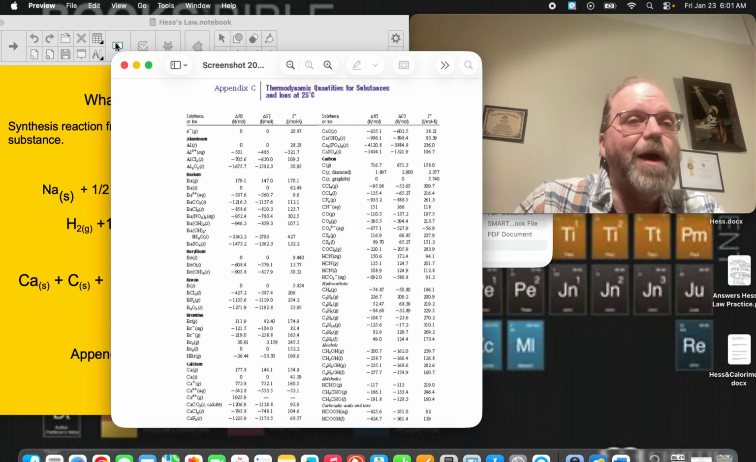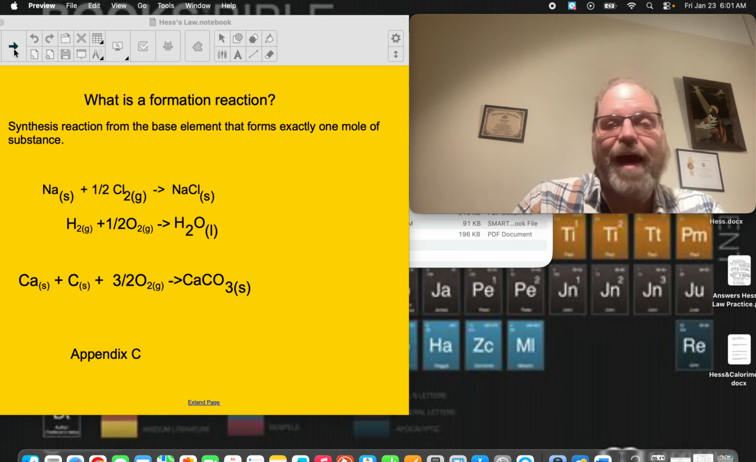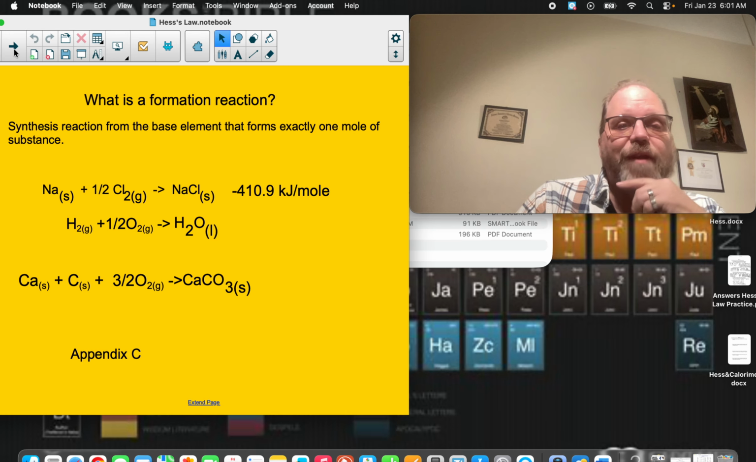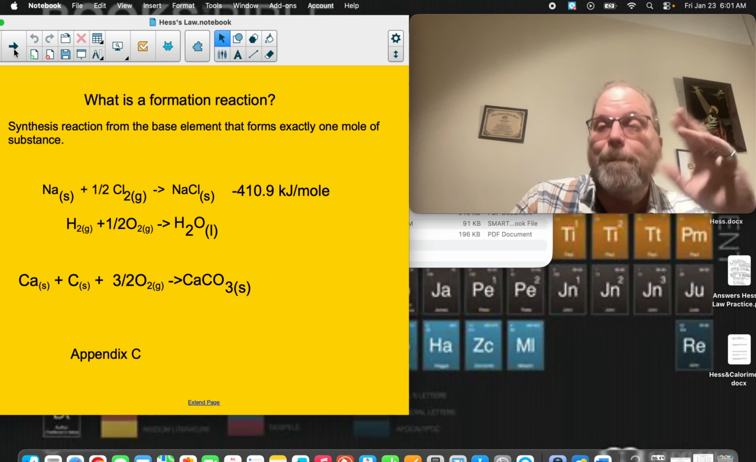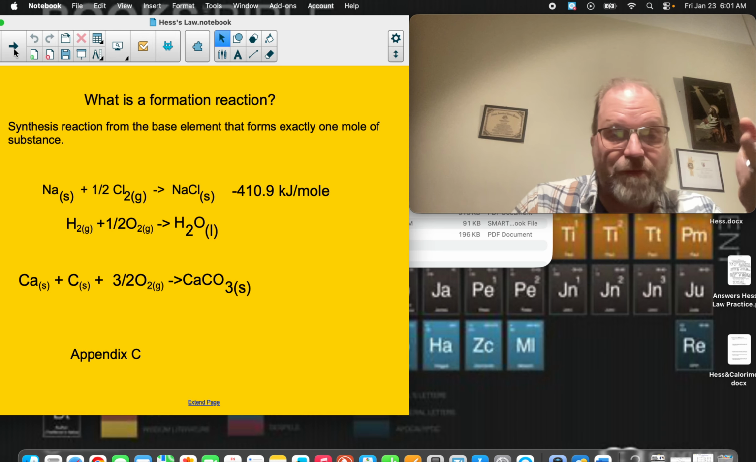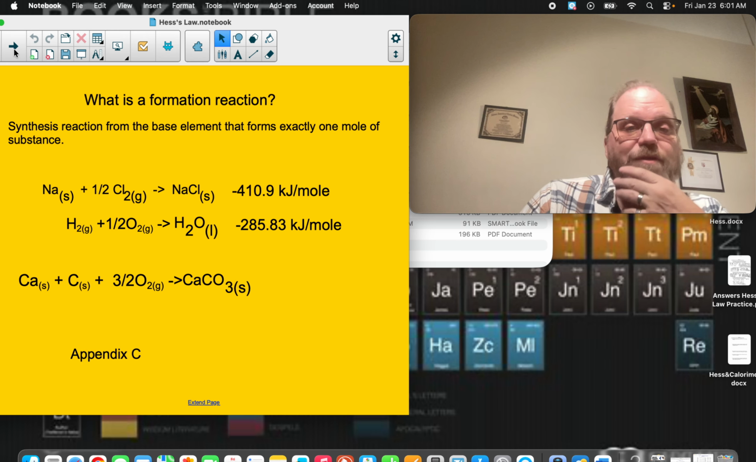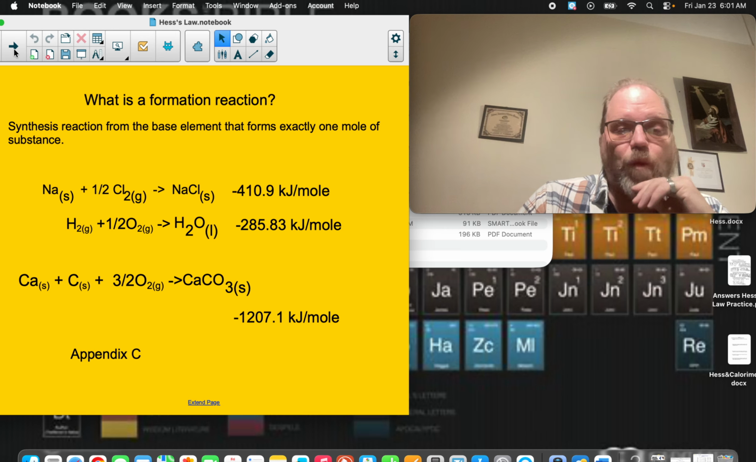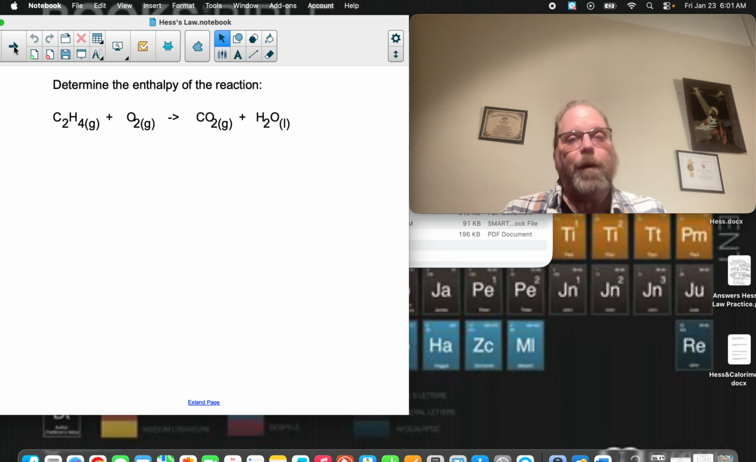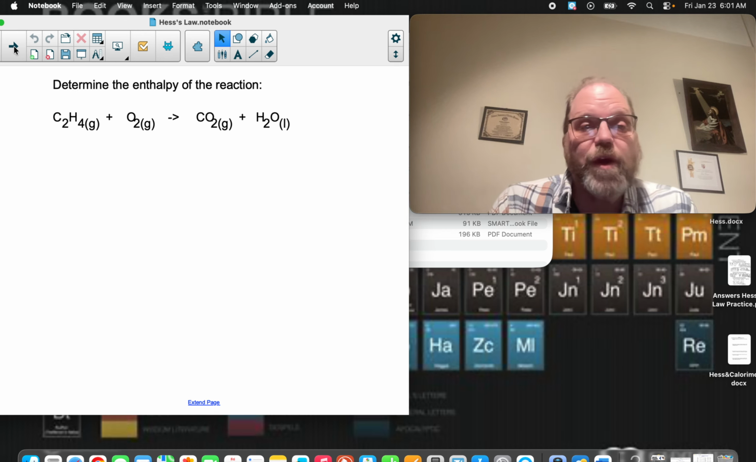All right? All righty. So the values from that chart, we have negative 410.9 kilojoules per mole. Remember, negative means it's exothermic because they're giving off heat. For water, it's negative 285.83 kilojoules per mole. For calcium carbonate, it's negative 1,207.2 kilojoules per mole. All right, now, knowing that, we're going to use that for a given reaction.